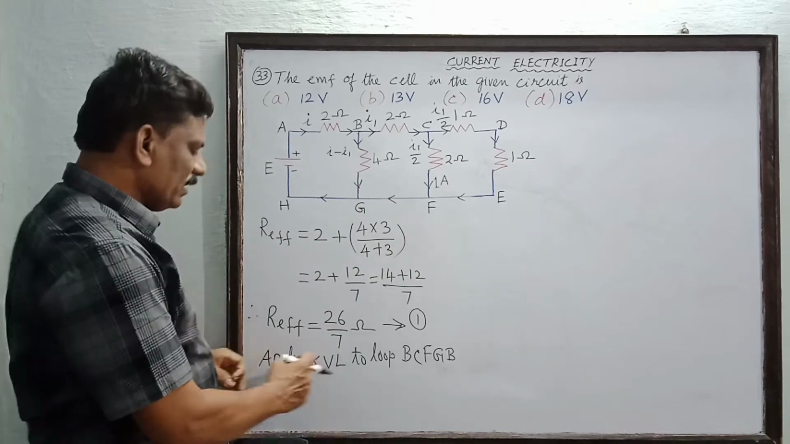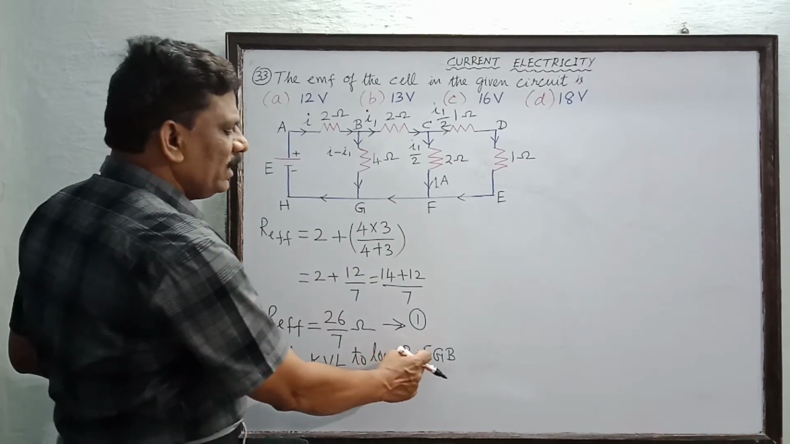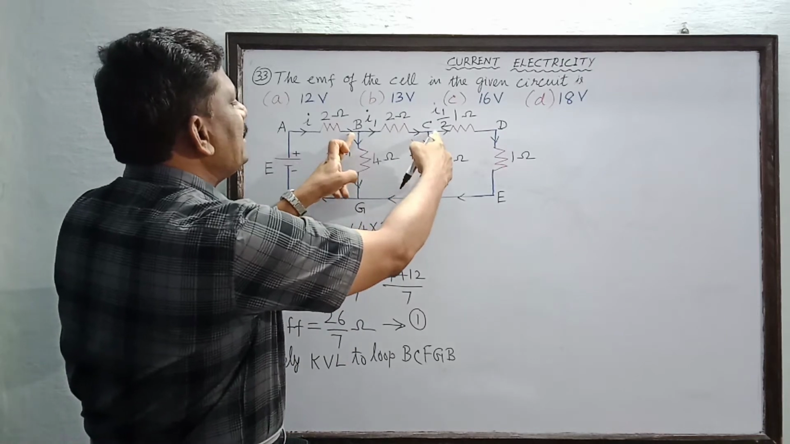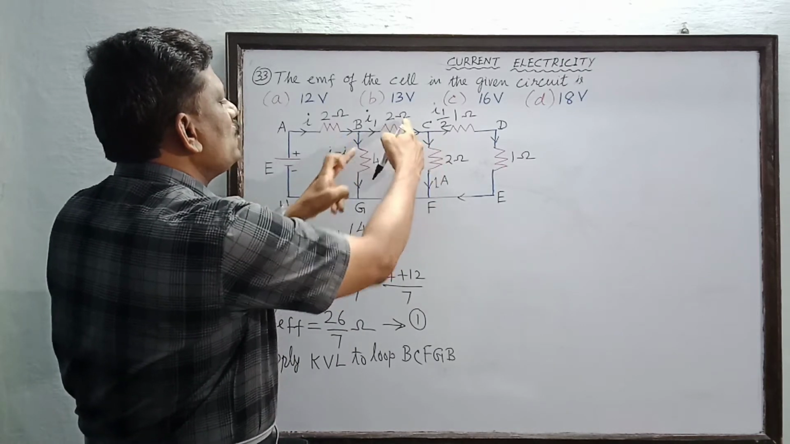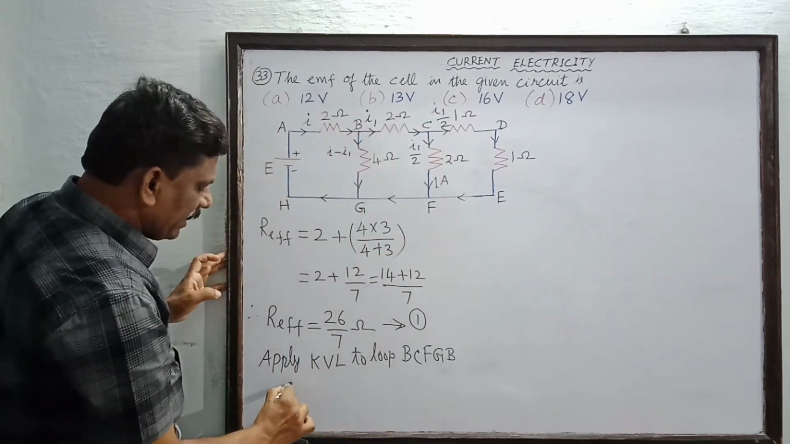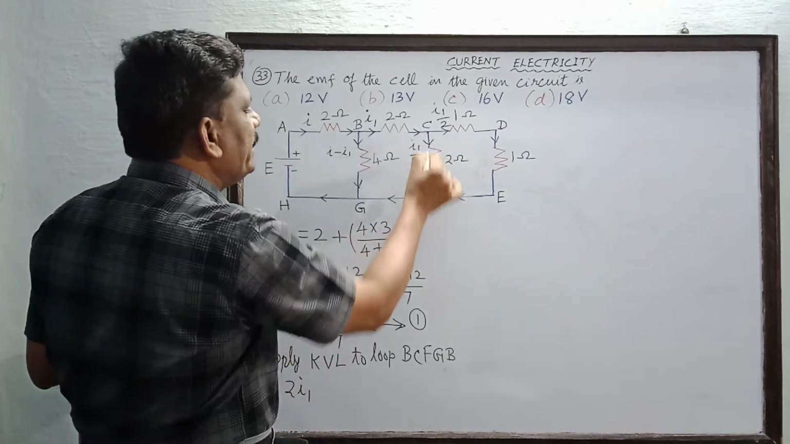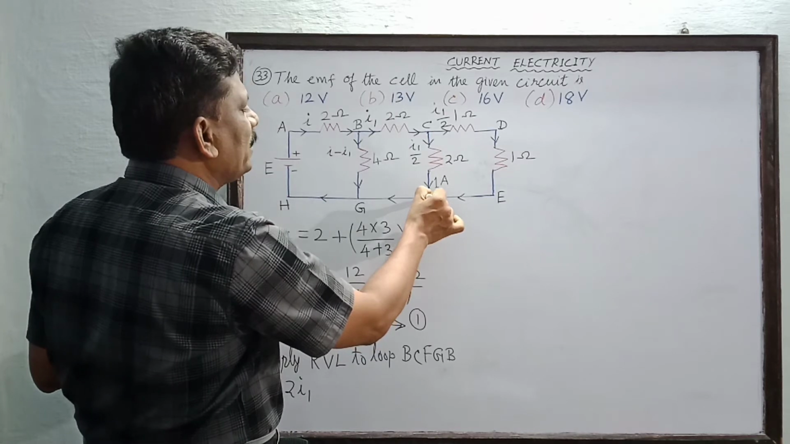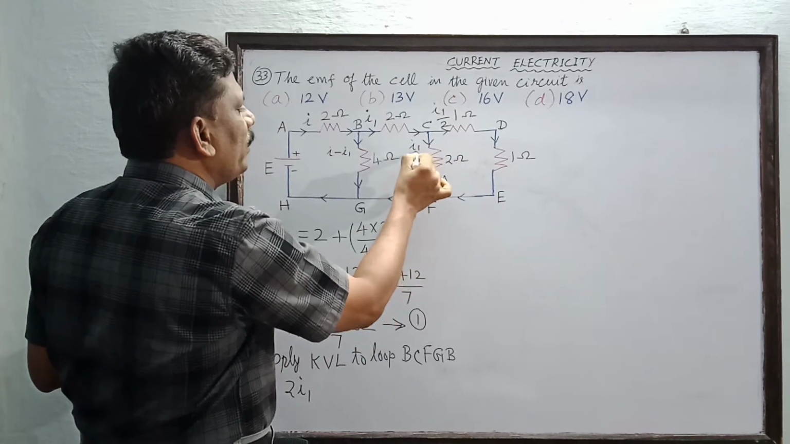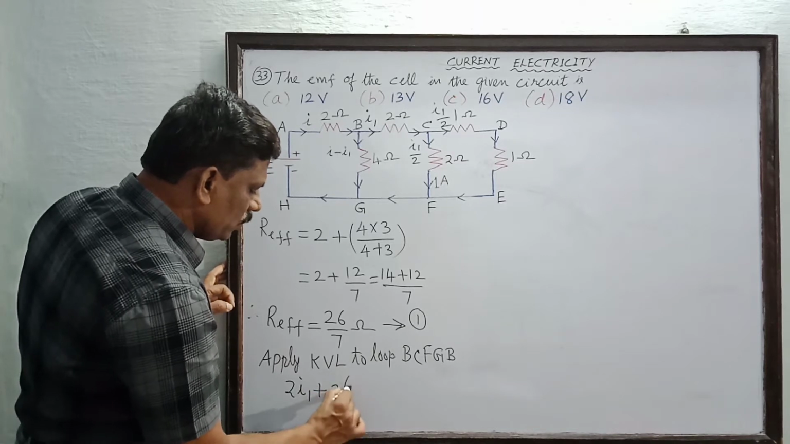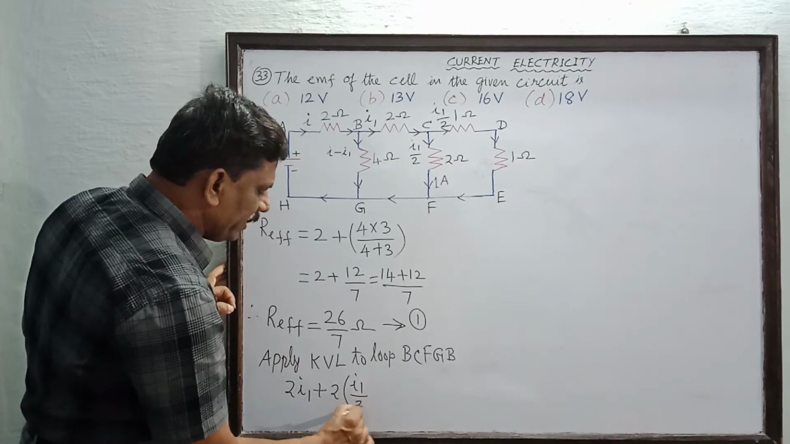Now we are observing the loop BCFGB. You take the first arm BC. The IR product is 2 into I1, so I will write the IR product 2 into I1. Then C to F, the IR product is what? 2 into I1 by 2. So this is plus 2 into I1 divided by 2.